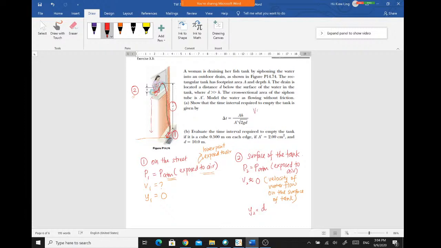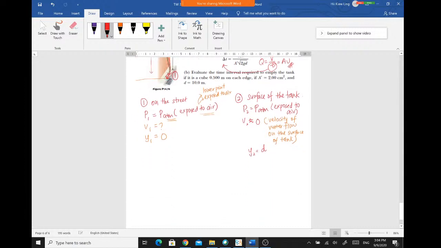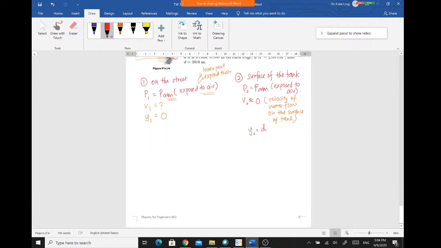we can find it from our volume flow rate. Remember our volume flow rate equals the volume divided by time, and also equals A times velocity. So this is the time here. In order to find the time, we have to know the velocity first, so find the velocity from Bernoulli's equation.